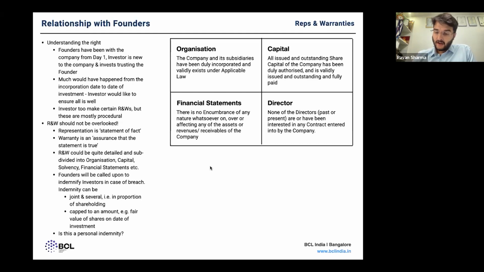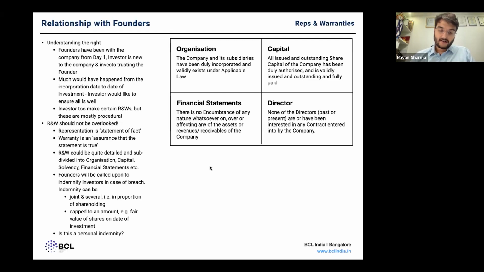If these statements are false, then the matter can blow up into what we call an event of default, meaning the founders have fraudulently raised money. And in the case of an event of default, the investor can also extend the liability to the personal liabilities, or the indemnity that the investor could seek would be from the personal assets of the founders, because it is a falsified commitment.